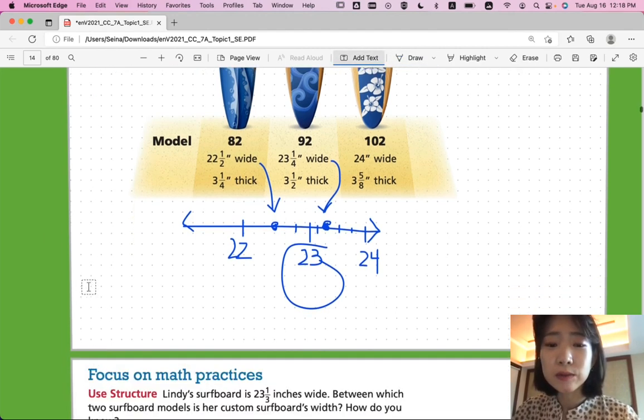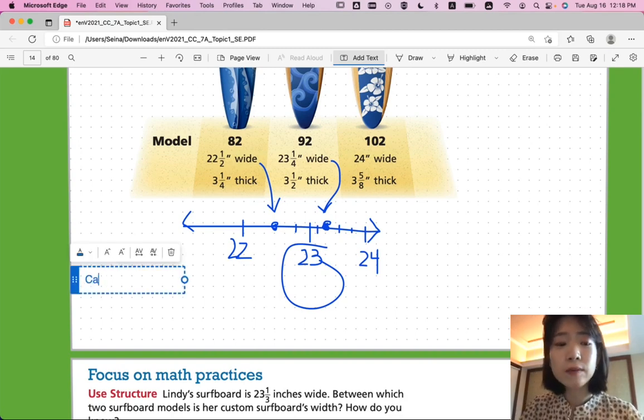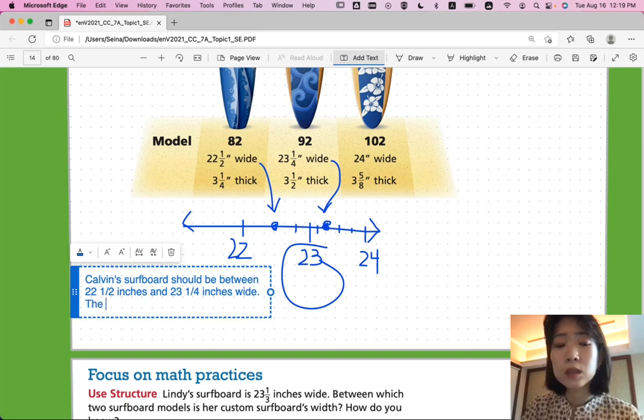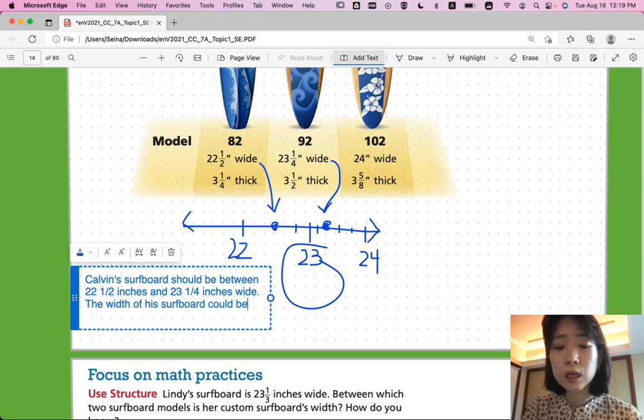So let's write that down. Calvin's surfboard should be between 22.5 inches and 23 1/4 inches wide. The width of his surfboard could be 23 inches.